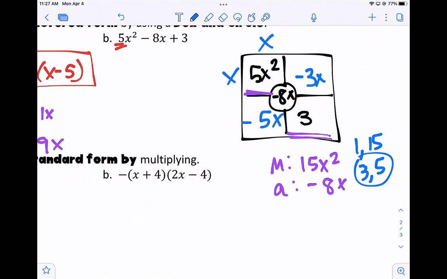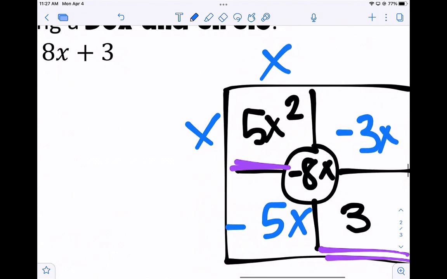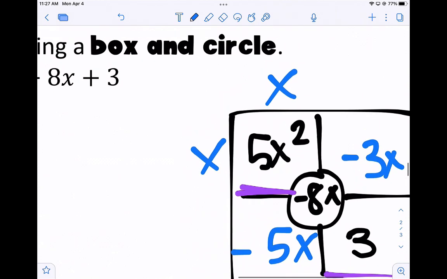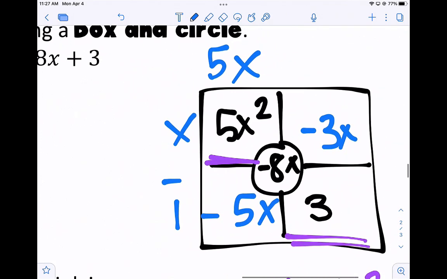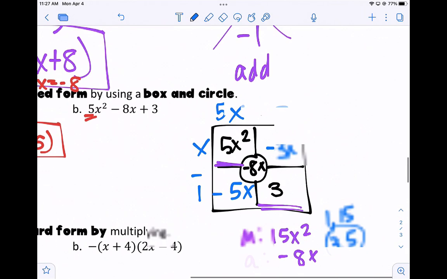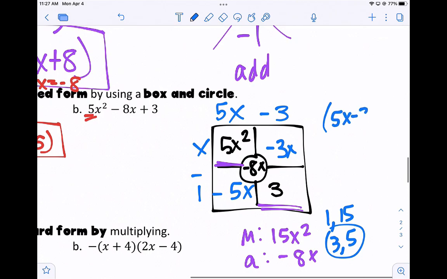We'll put our two x's here. And we need a 5. So the 5 has to go on top because 5 times negative 1 is negative 5x. And x times negative 3 is negative 3x. And so our final answer is 5x minus 3 and x minus 1.